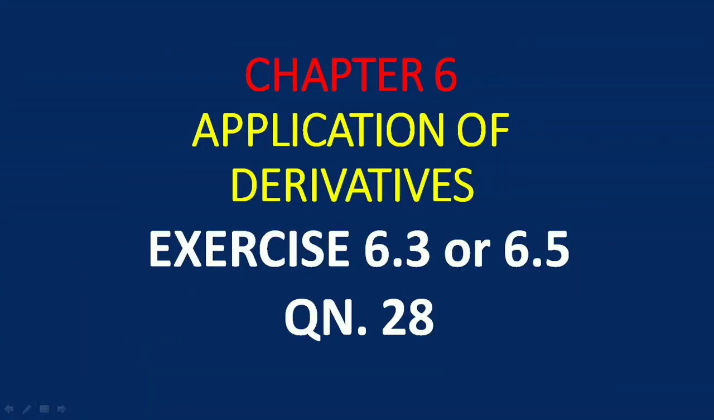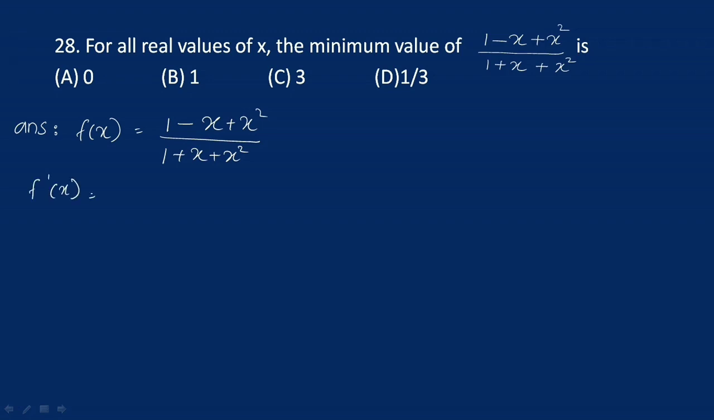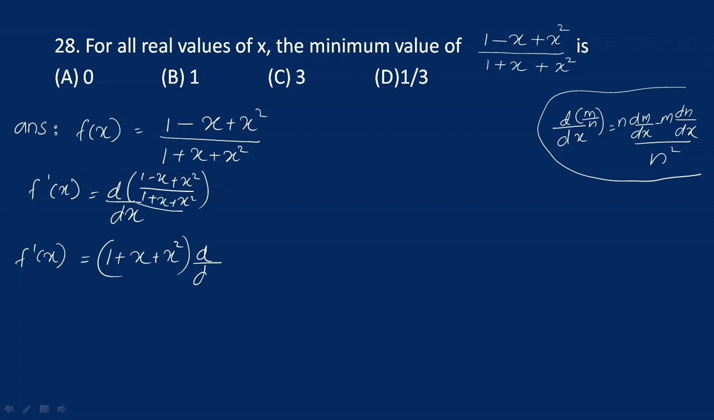Moving on to the next question, that is the 28th question. For all real values of x, the minimum value of 1 minus x plus x square by 1 plus x plus x square is: a) 0, b) 1, c) 3, d) 1 by 3. So we have the function f of x is equal to 1 minus x plus x square divided by 1 plus x square. So we are applying what is f dash of x, that is d by dx of 1 minus x plus x square divided by 1 plus x square. We are applying the division rule here, that is d by dx of m by n is equal to n into dm by dx minus m into dn by dx, divided by n square. So we are applying that rule here.